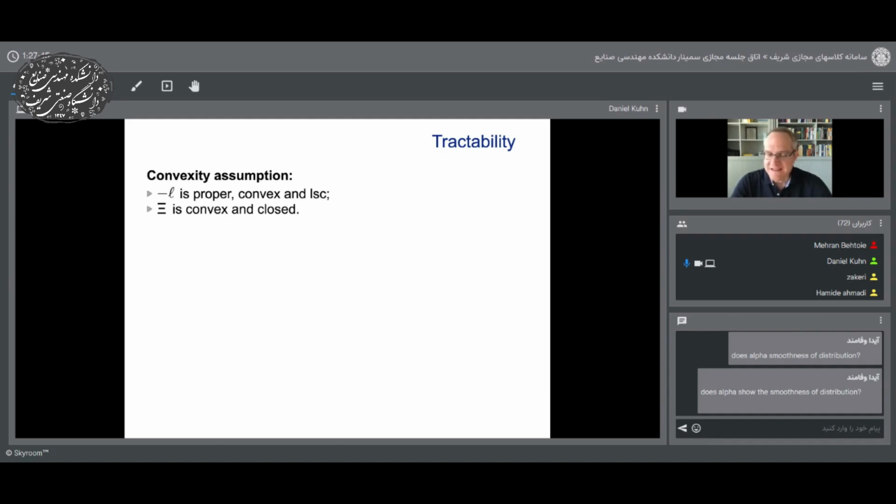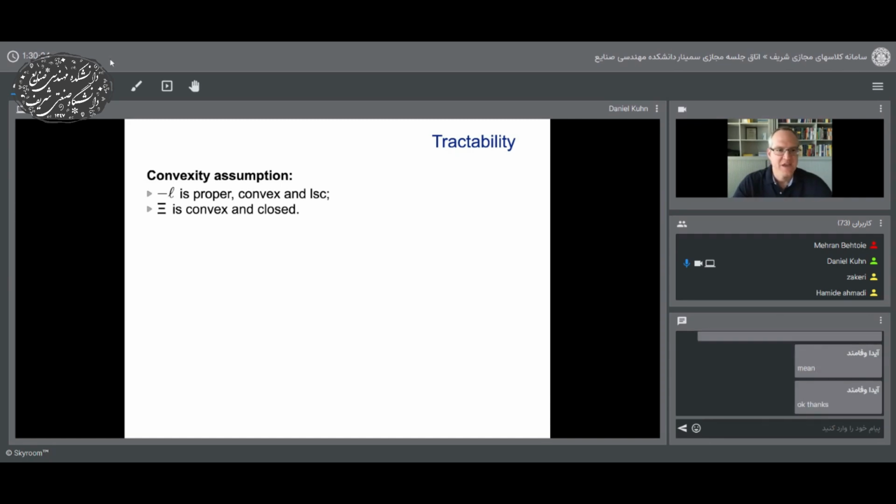But to that end, I need some additional assumptions. So let me now assume that the loss function, let me suppress the decision X, so let's look at the loss function that only depends on the random vector Xi, and I do this just to avoid clutter so that the formulas look easier. Now, let's assume that the negative loss function is convex. So that means the loss function is actually concave, right? So it is a downward curve.